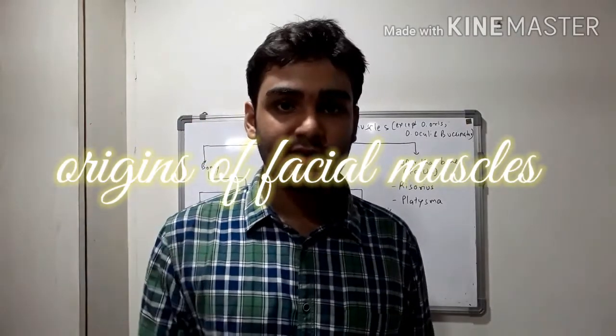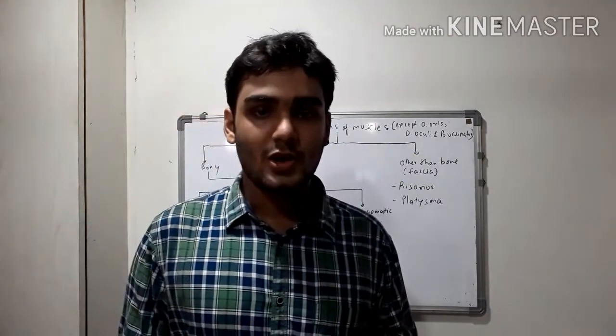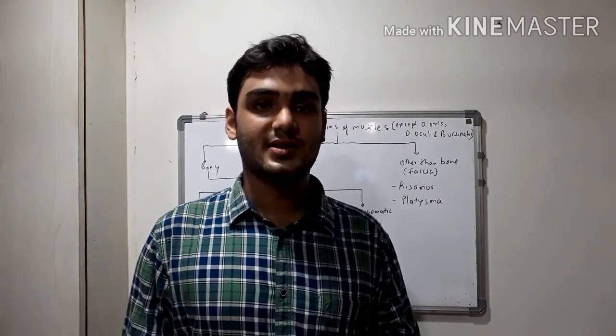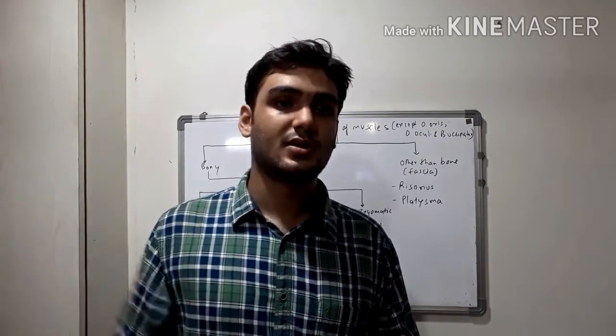Now we shall discuss the origins of various muscles. And orbicularis oculi, orbicularis oris, and buccinator. These three are complex to understand, so we shall discuss them afterwards.